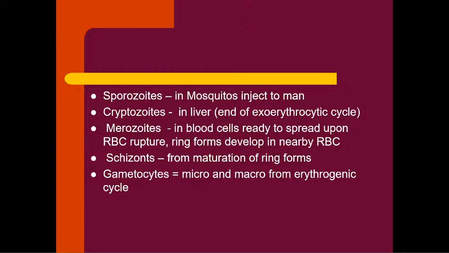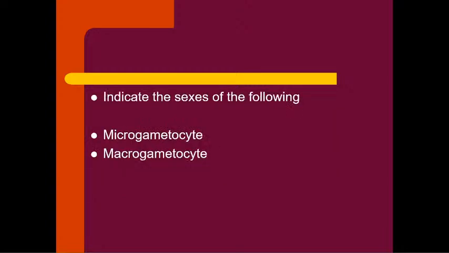So starting from the mosquito, they're going to be sporozoites, and then they will go to the liver. In the liver, they will develop into merozoites, making them ready to go to the red blood cells. They will attach themselves and rupture the red blood cells because they multiply, and form ring forms in nearby RBCs in the bloodstream, and they develop into schizonts. These schizonts are originally the ring forms from the previous merozoites, and then they would become micro or macro gametocytes from the erythrocytic cycle. Basically, that's what happens.